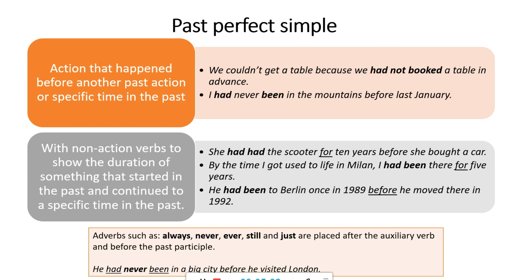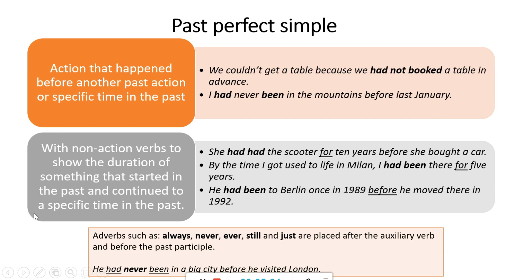So we can have something like: we couldn't get a table because we had not booked in advance. So this had not booked was before couldn't get. Or I can simply have a specific time in the past, like in the second sentence: I had never been in the mountains before last January. So last January is a specific time in the past.